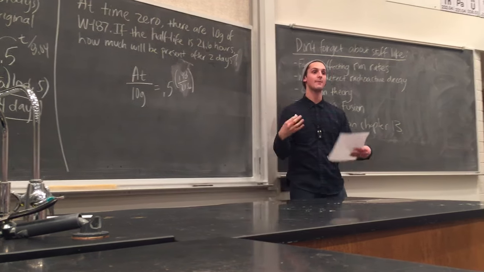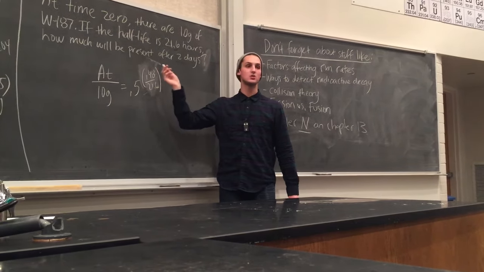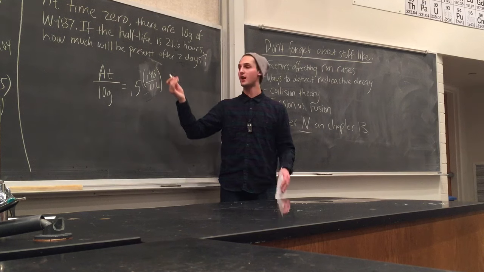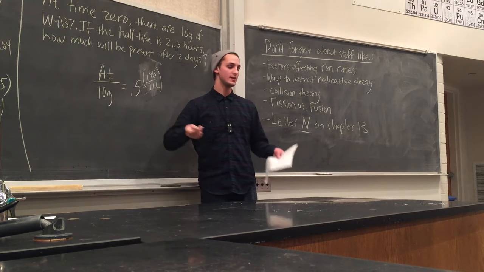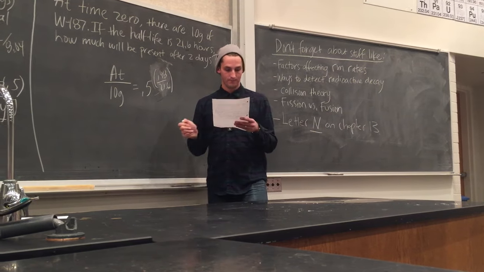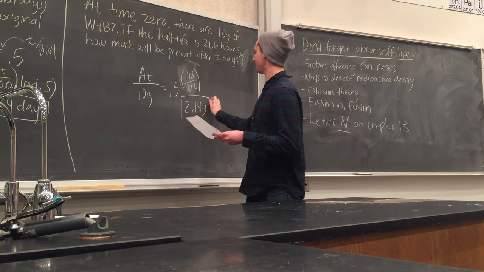Yes. So the time that we're going over the half-life time. Now when you do that, you can get this into a number. Just take 0.5 raised to that fraction, and then you're going to end up multiplying that by 10, and that gives you A_t. And when you do that, you should get 2.14 grams.